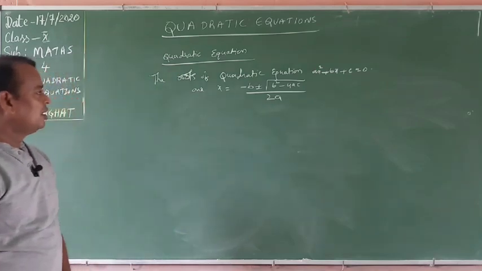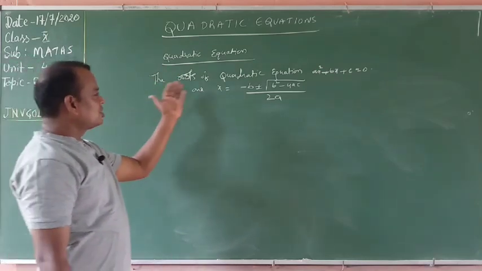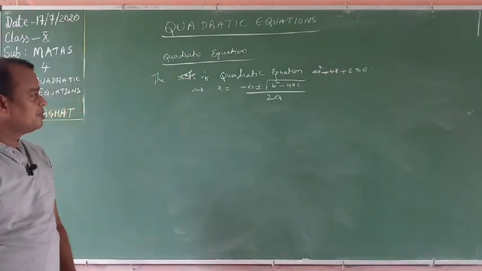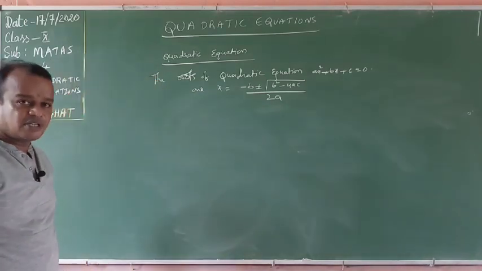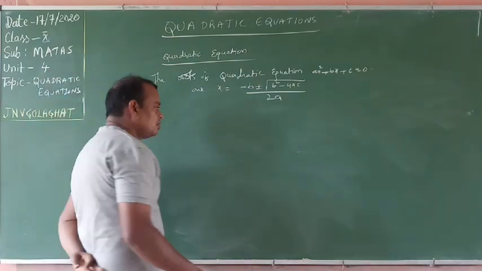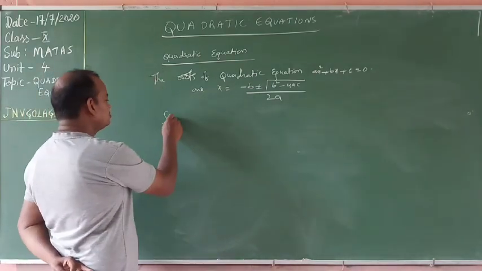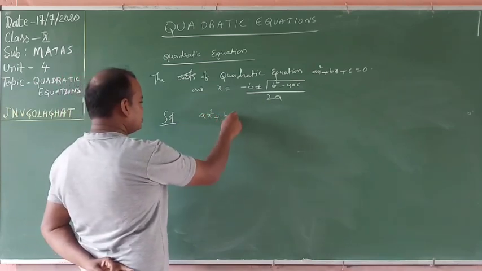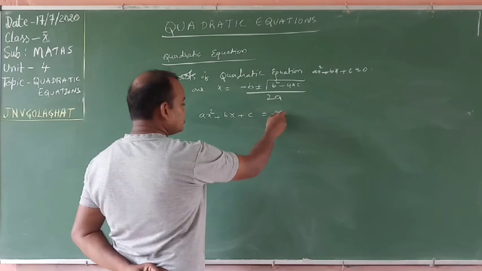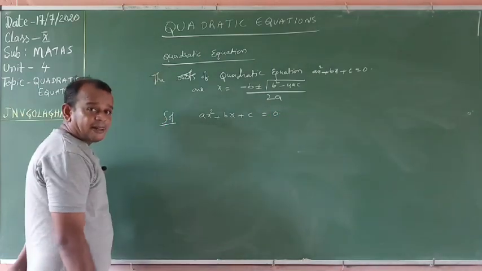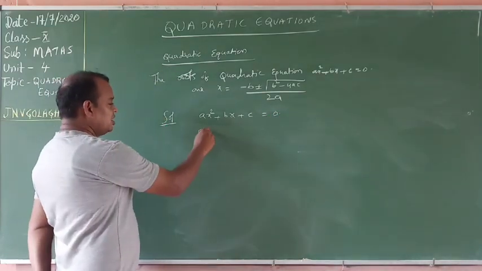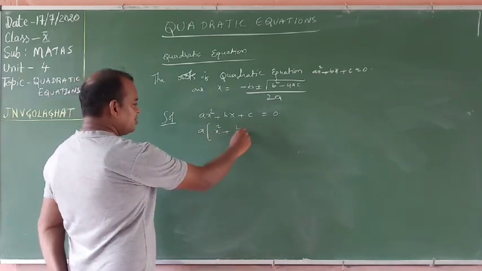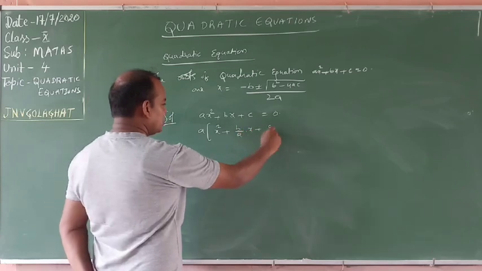How to find the roots of the equation? What are the roots of the quadratic equation ax square plus bx plus c is equal to 0? x is equal to minus b plus or minus root over b square minus 4ac by 2a. How to find this? Now observe. The given equation is ax square plus bx plus c is equal to 0. Taking a common out, x square plus b by a into x plus c by a is equal to 0.